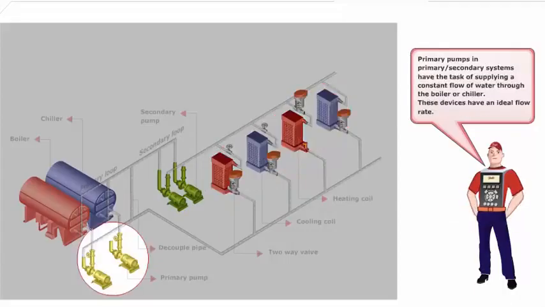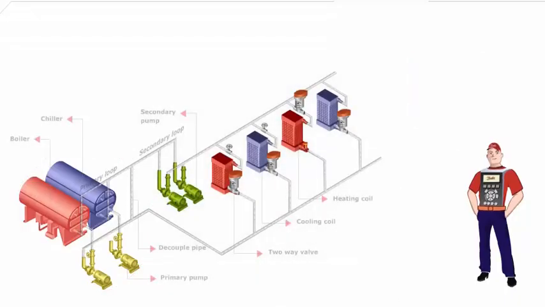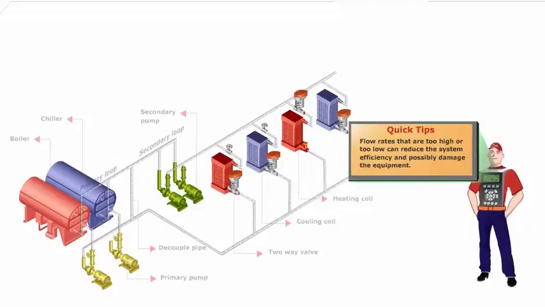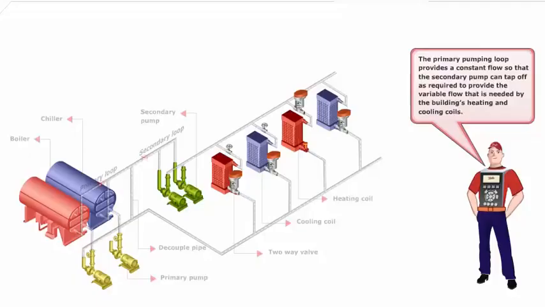Primary pumps in primary-secondary systems have the task of supplying a constant flow of water through the boiler or chiller. These devices have an ideal flow rate. Flow rates that are too high or too low can reduce the system efficiency and possibly damage the equipment. The primary pumping loop provides a constant flow so that the secondary pump can tap off as required to provide the variable flow that is needed by the building's heating and cooling coils.